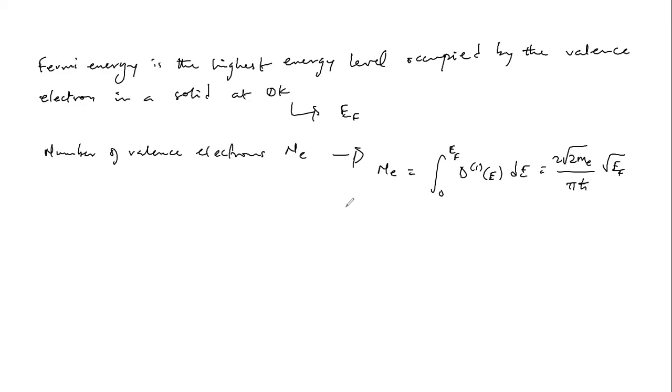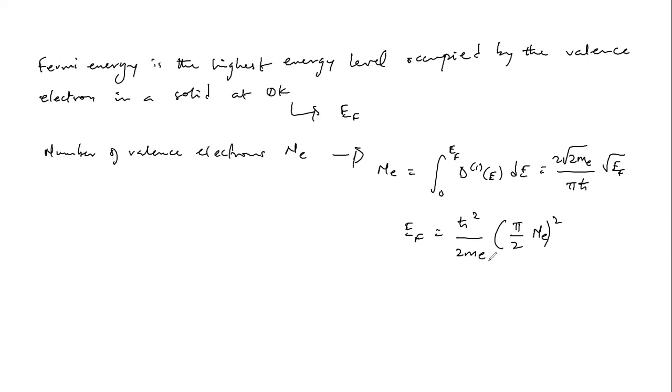And also, you can recall that the Fermi energy here is the same as h cross squared over 2 m sub e times the quantity pi times the number of valence electrons all squared, where m sub e is the electron mass.